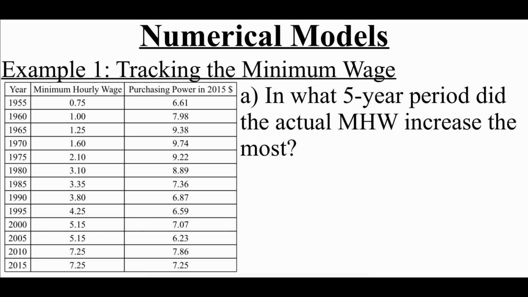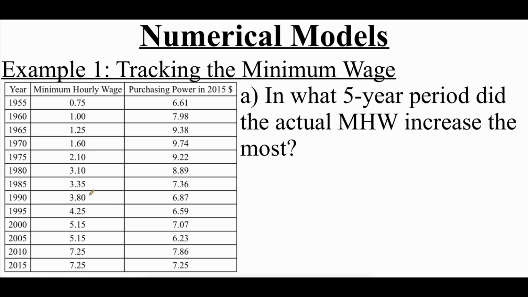So the first thing we're asked to look at is in what 5-year period did the actual minimum hourly wage increase the most? So we should be looking at that second column of values. And we're looking for where the biggest increase was. Well, if we look between 1955 and 1960, it went up by 25 cents. Then we went up by 25 cents again. So we should be looking for a large increase in the values that we're dealing with. Between 1975 and 1980, we increased $1.